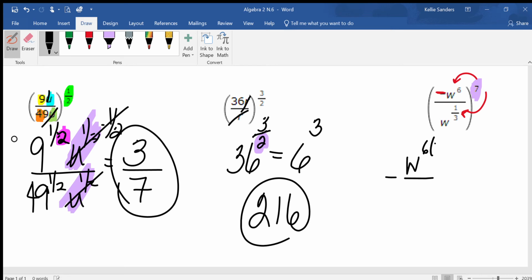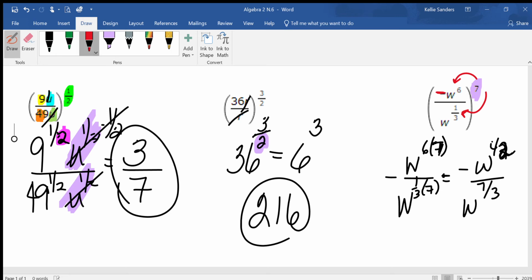So negative 6 times 7, I'm just going to write it down to show you what I'm actually doing. And then on bottom, 1/3 times 7. So negative 6 times 7 is 42. It's a gross 42, but it is. 1 over 3 times 7 is 7 over 3. Then I take that 7 over 3 and I subtract it from the 42. And I am going to get one weird number.